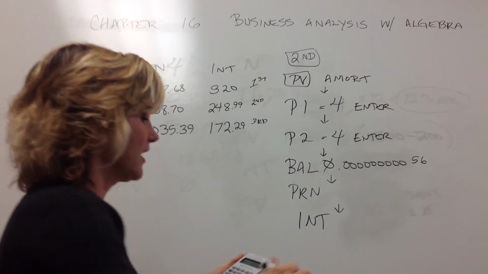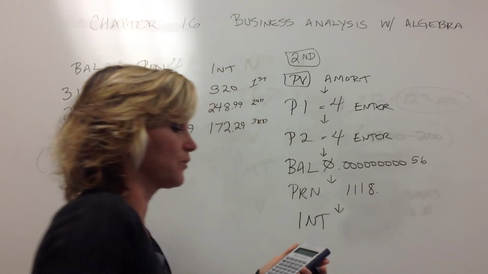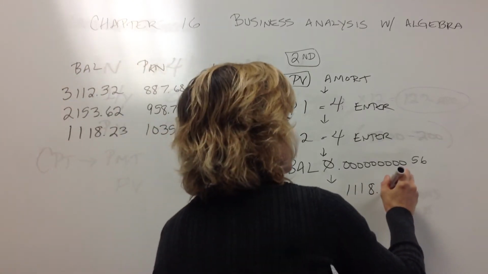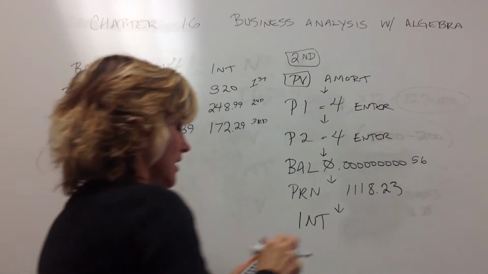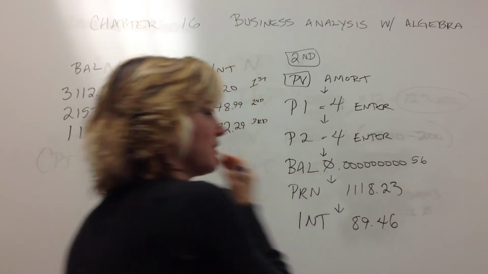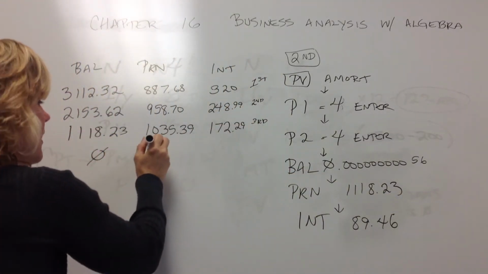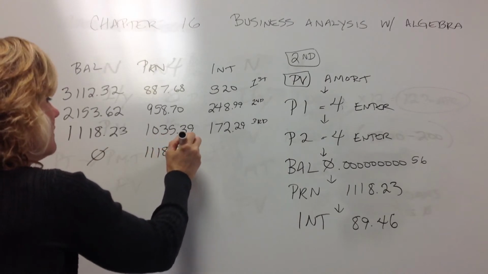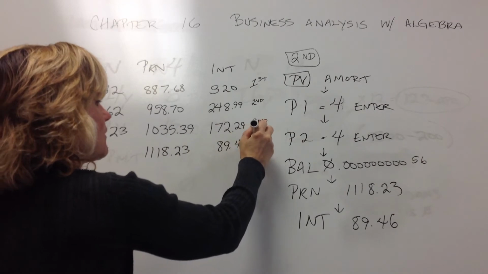Then I arrow down again, and the amount of principal that was paid out of that 4th payment was $1,118.23, which is exactly what I owed. And then the amount of interest was $89.46 if I round it. So then now my balance goes down to 0. The amount of principal was $1,118.23, and then the interest was $89.46.